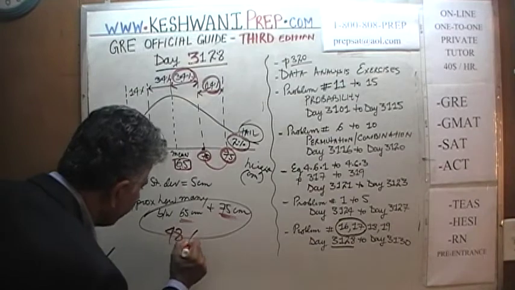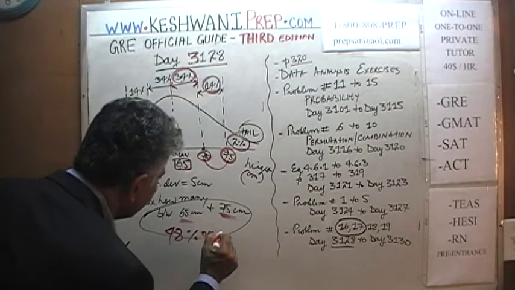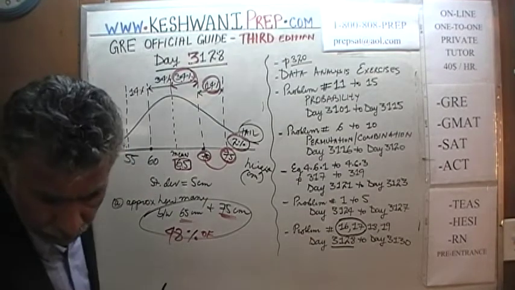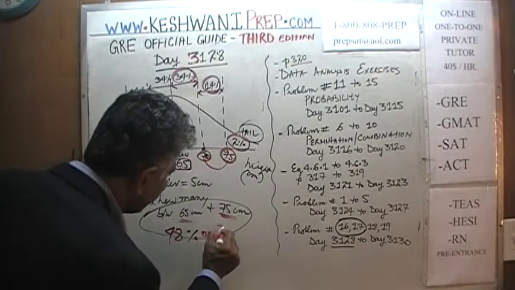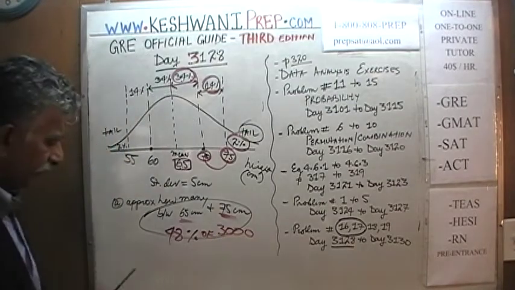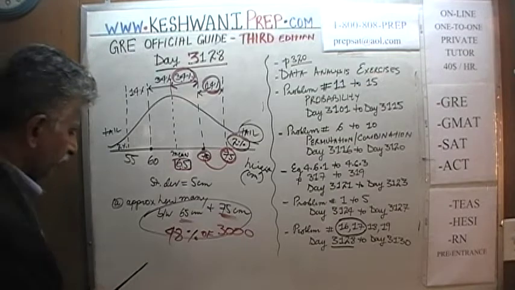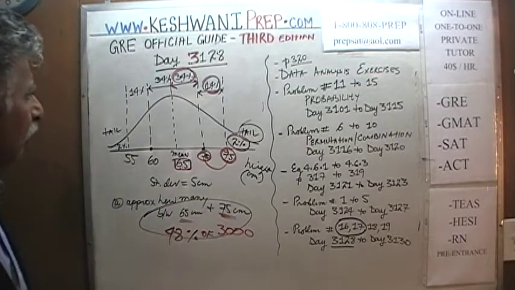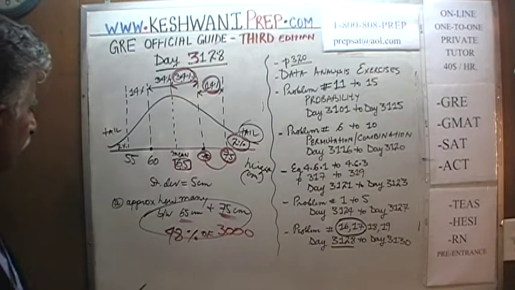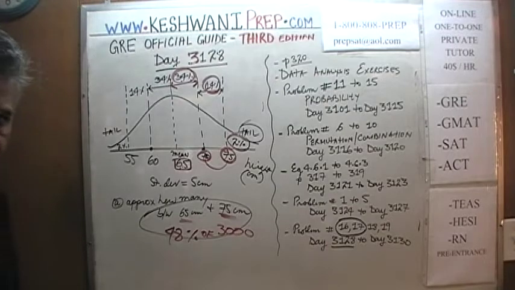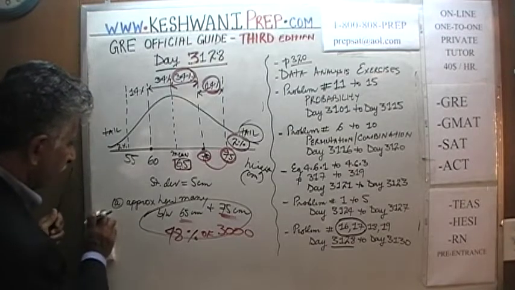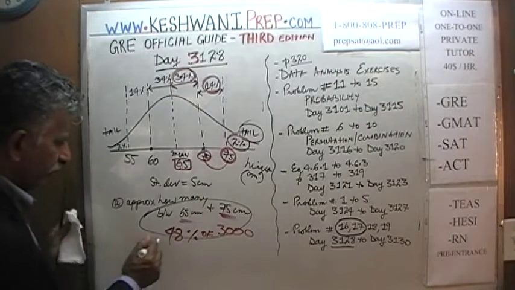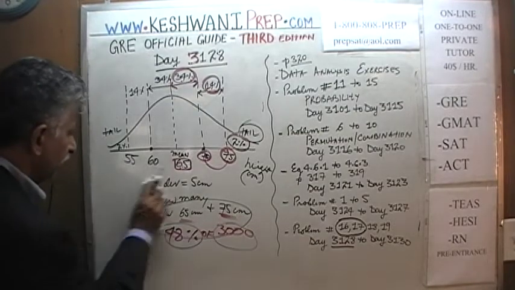All we have to figure out is what is 48% of 3,000. That's all it is. That's all they're asking. What is 48% of 3,000? I left no room at all for myself. So 48% of 3,000. Let's do it right here. I'm going to raise it a little bit so I don't have to go down. So that's what we have to figure out. 48% of 3,000.